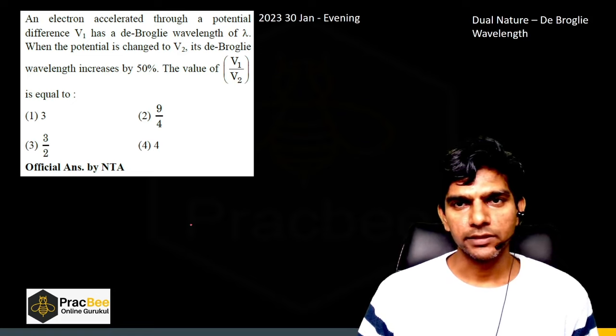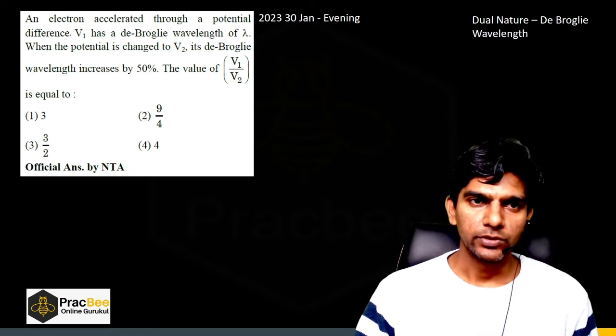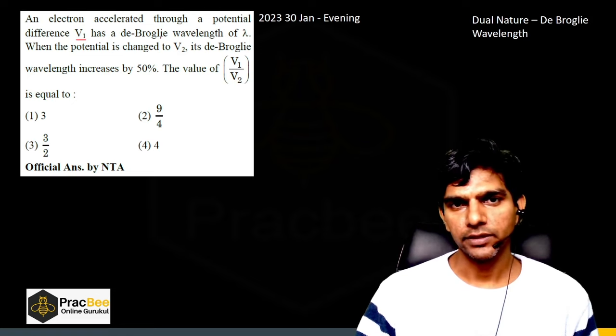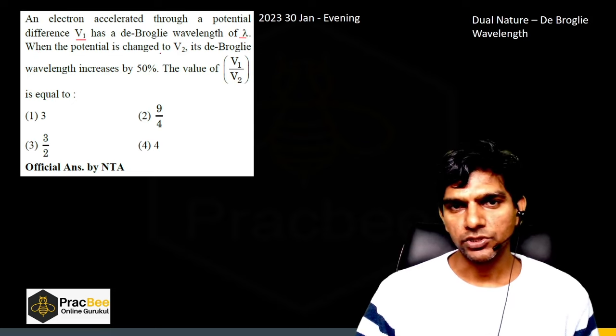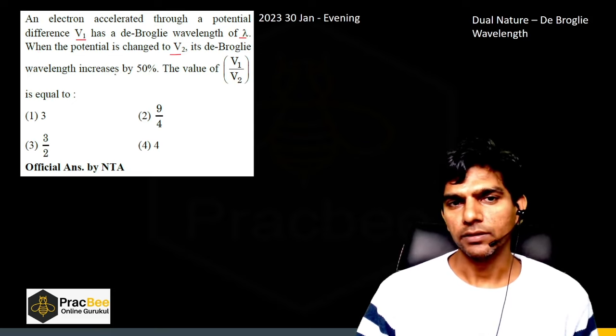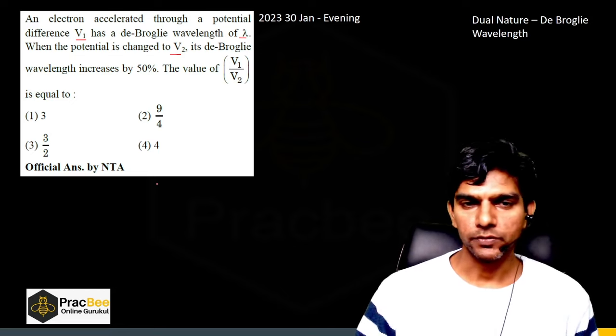Okay, now let us see this case. Again, pause the video, try to solve this question. An electron accelerated through a potential difference V1 has a de Broglie wavelength of lambda. When the potential is changed to V2, its de Broglie wavelength increases by 50%. The ratio of V1 and V2 is equal to.